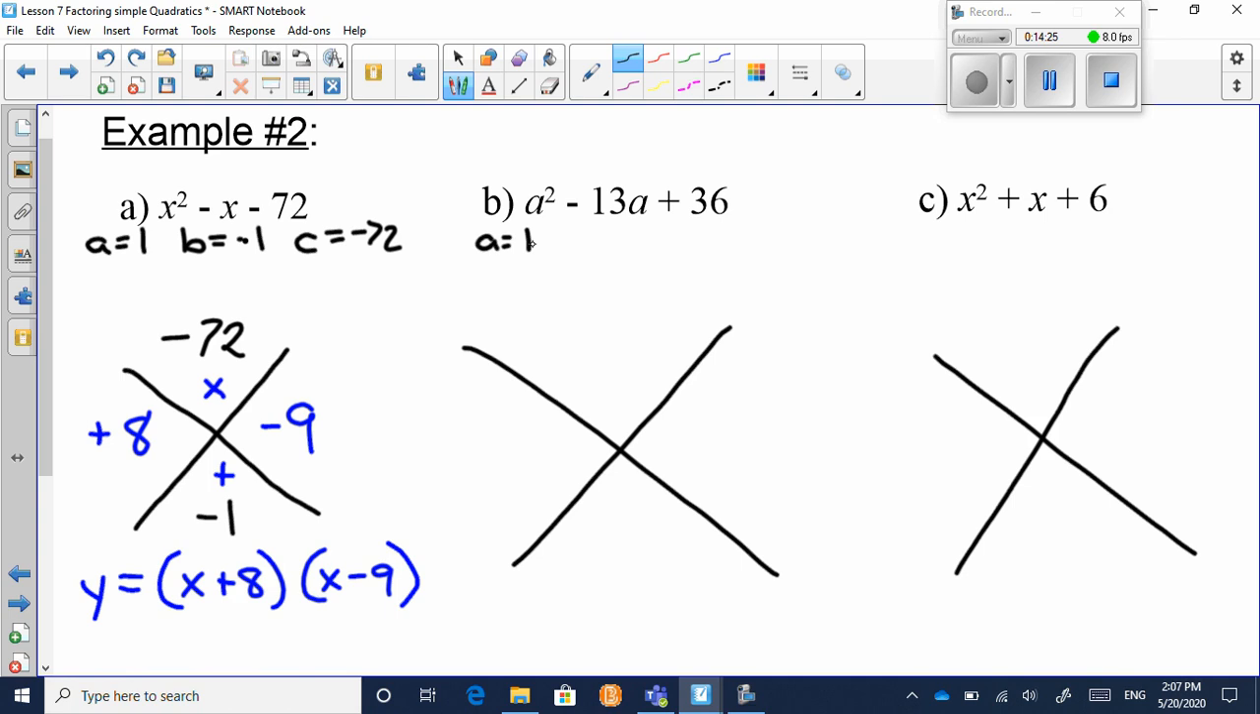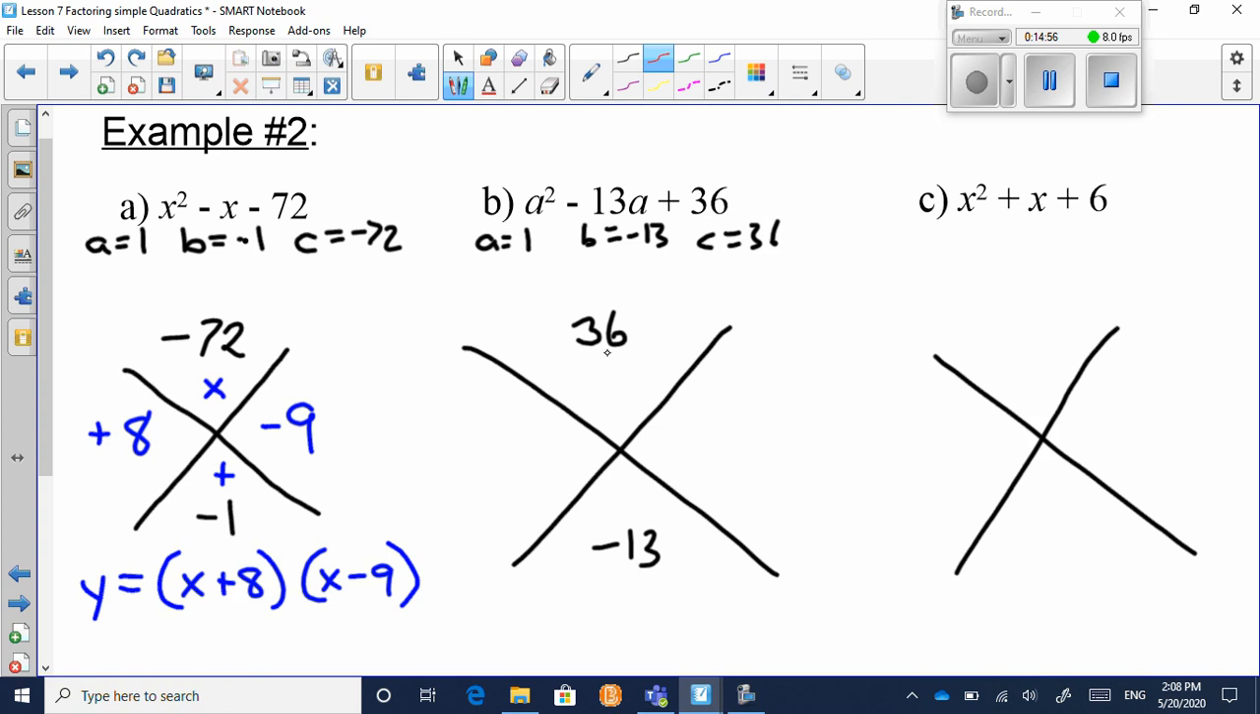I can still say A is equal to 1, B is equal to negative 13, and C is equal to 36. Okay, so 1 times 36 goes up here, and then the negative 13 goes down. All right, let's give this a shot. Now, again, let's go into it with a plan. I know that they've got to multiply to a positive number, right? That 36 is positive, but they've got to add to a negative number.